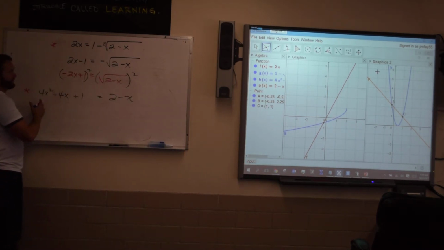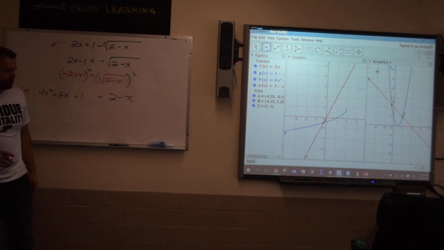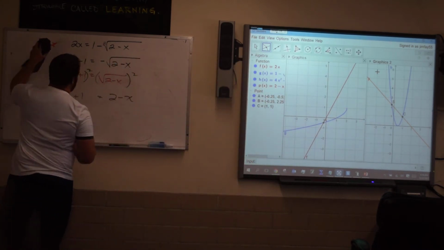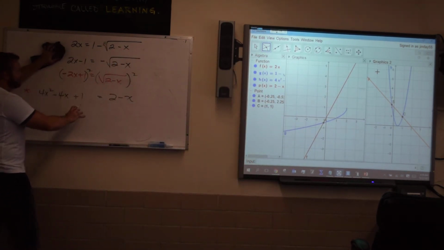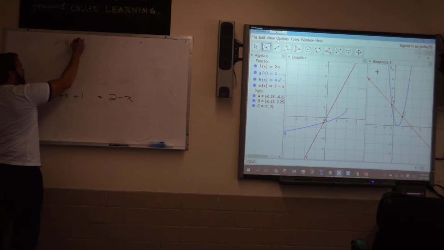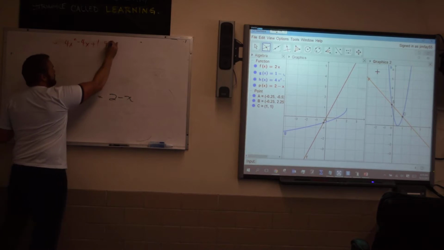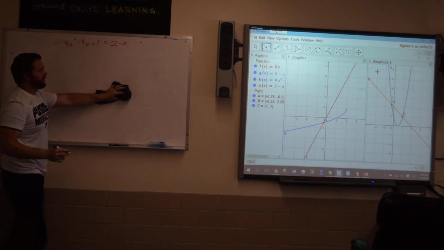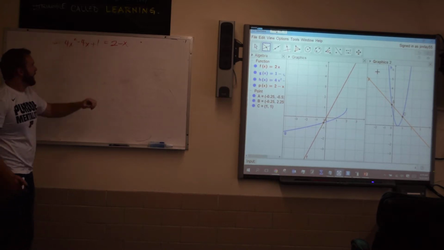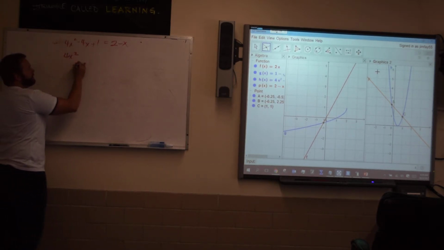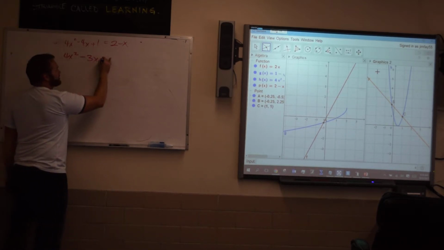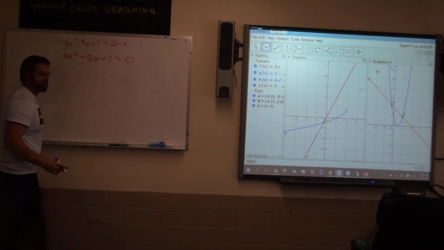So I'm going to try to isolate this stuff, just so I don't run out of room on the bottom of the board. Are we okay if I erase the stuff up to this? Rewrite that up top. 4x squared minus 4x plus 1 equals 2 minus x. Okay? So now our goal is, can I factor this? I got something squared, you want to factor. We're going to go 4x squared, add my x to both sides, so negative 3x. Subtract my 2 from both sides, so I get negative 1 is equal to 0, right?